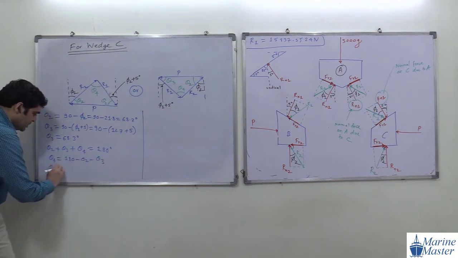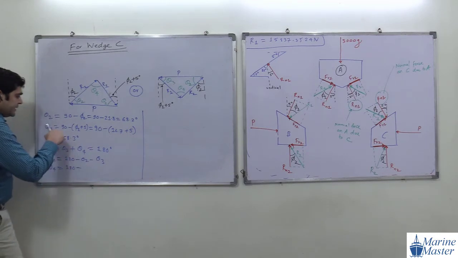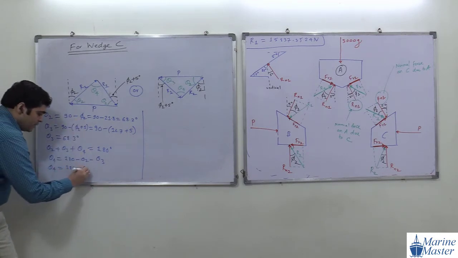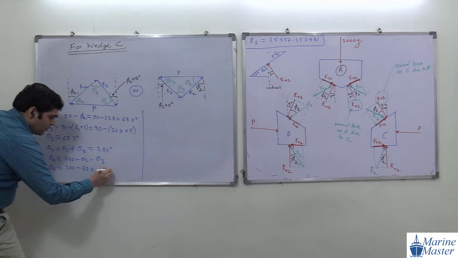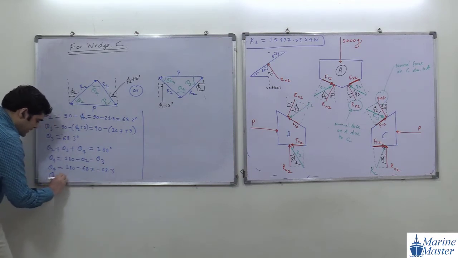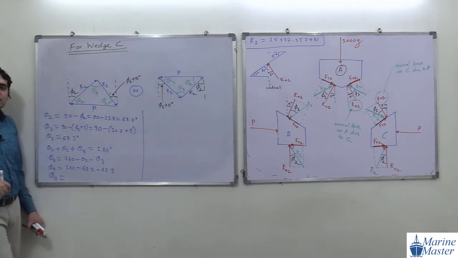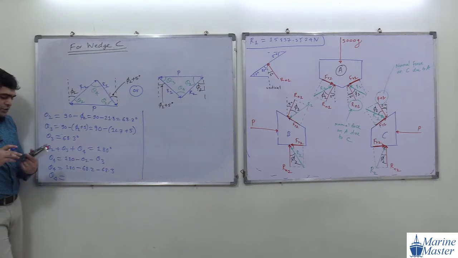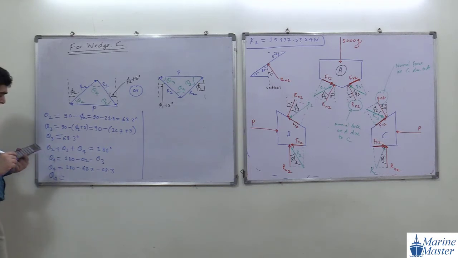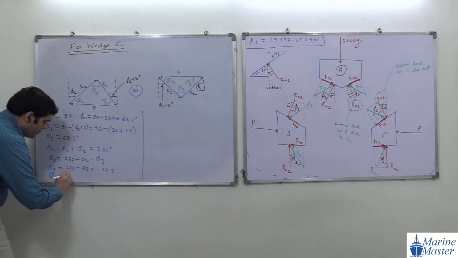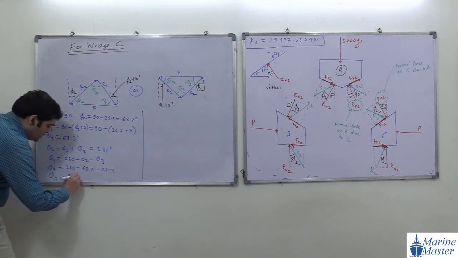So theta 4 will be equal to 180, minus theta 2, which is 68.2, minus 68.3. Check it once again, everyone. Please be sure with my calculation. Sometimes I may make mistakes in my calculation, so please be attentive. So 180 minus 68.2 minus 68.3. What value are we getting guys? 43.5 degree.